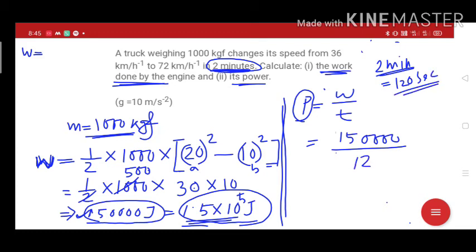So divided by the time. Okay, so it is going to be 12, 1250 joule, or you can write in three significant figures 1.25 into 10 to the power 3 joule.